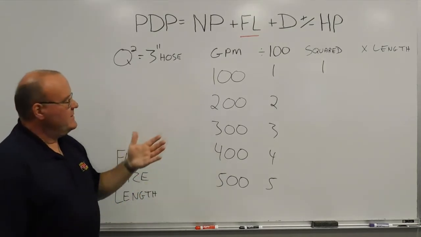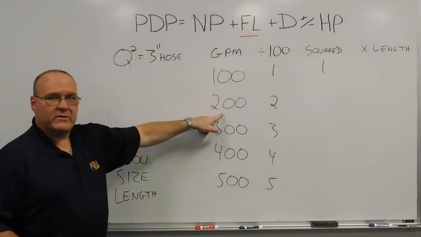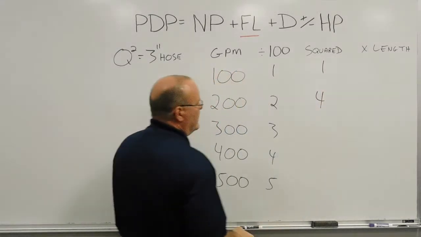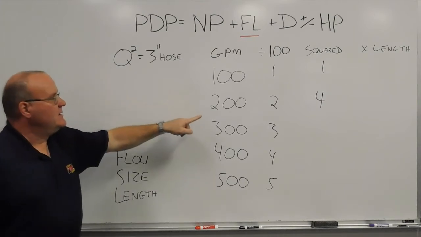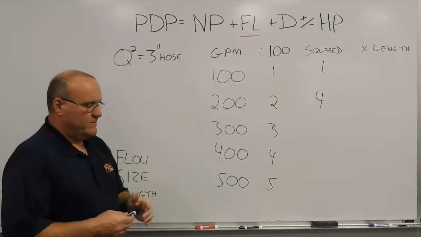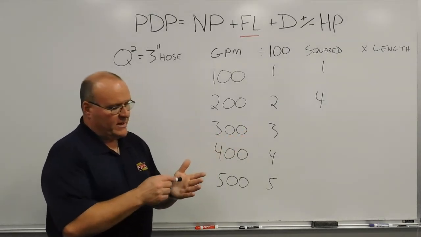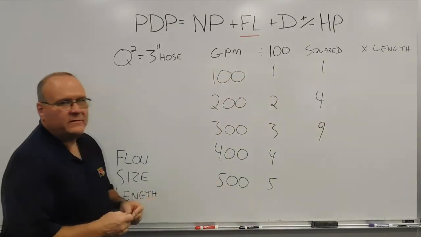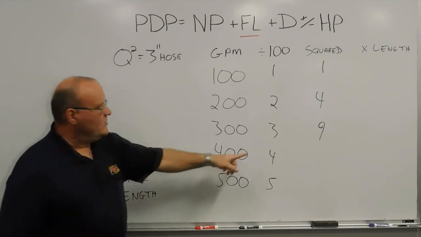200 gallons a minute. So 100, 200, 2 times 2, we square it after we knock off the zeros, divide by 100. 2 times 2 will give me 4. So for every 100 feet of 3-inch hose flowing 200 gallons a minute, there's approximately 4 pounds of friction loss. 300 gallons a minute. 100, 200, 3. Knock off the zeros or divide by 100, that gives me 3. 3 times 3 gives me 9. So for every 100 feet of 3-inch hose flowing 300 gallons a minute, there will be approximately 9 pounds of friction loss.